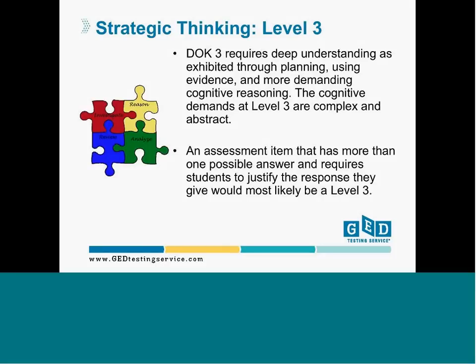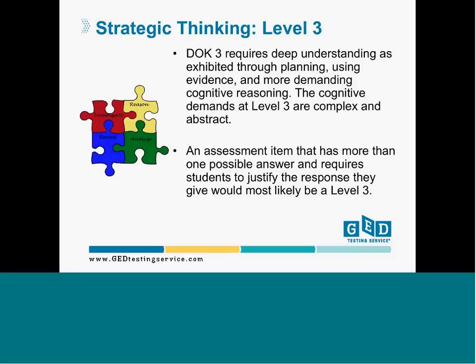We continue working through Webb's depth of knowledge. We look at Level 3, which is strategic thinking. And when we reach this level, we're really looking at a deeper understanding, where the test takers are going to have to plan and use evidence. And this is much more demanding as far as their cognitive reasoning skills go.